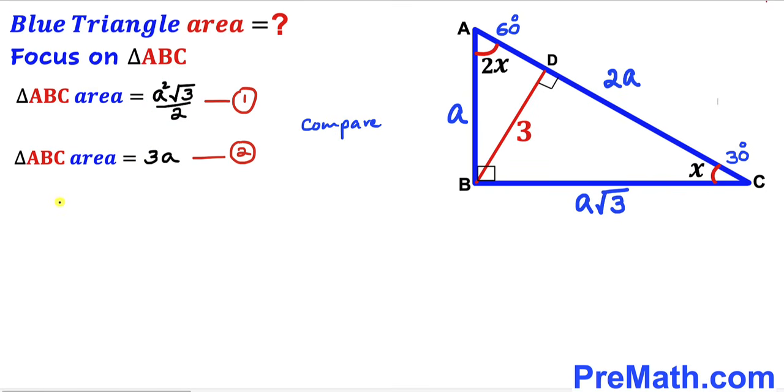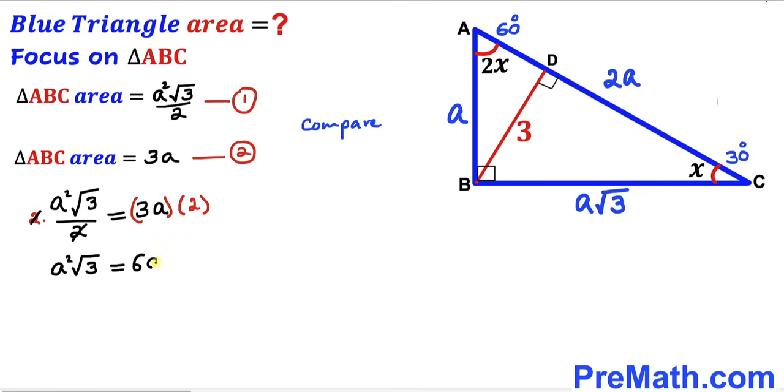So therefore I could write a square times the square root of 3 divided by 2 is going to be equal to 3 times a. And now I'm going to remove this fraction by multiplying 2 on the left hand side, and I'm going to multiply 2 on the right hand side as well. So therefore this 2 and 2 is gone. So we got a square times the square root of 3 is going to be equal to 6 times a.